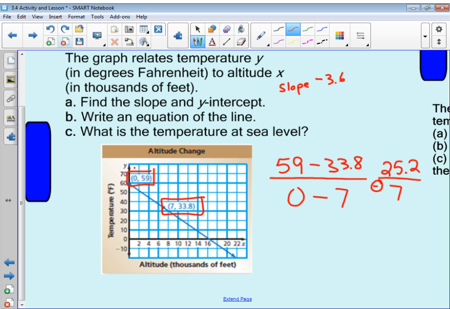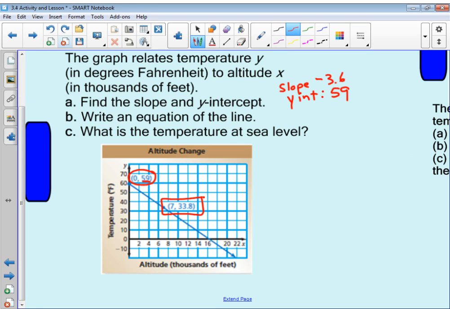And then our Y-intercept is where it crosses the Y line, which here they've already identified for us. I know it looks like it's at 60, but it's really right here, the 59. Okay, write in the equation of the line. So we're just going to use our information that we just had up above and fill it into our equation. So Y equals, our slope was negative 3.6x, and then where it crossed the Y-intercept was 59, so plus 59.